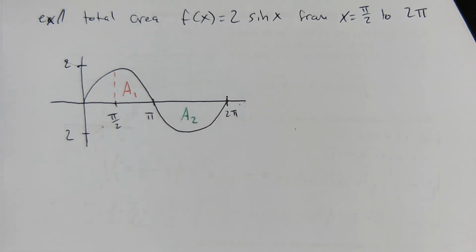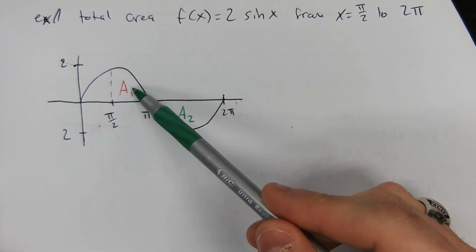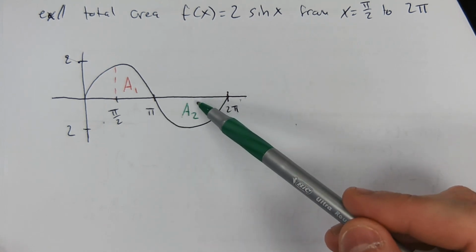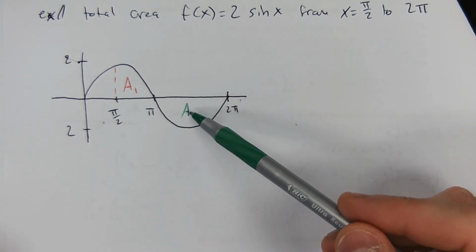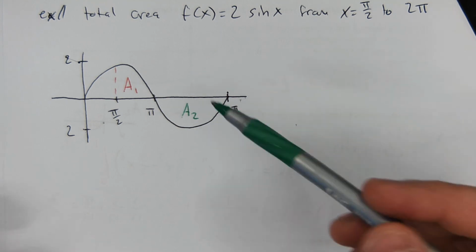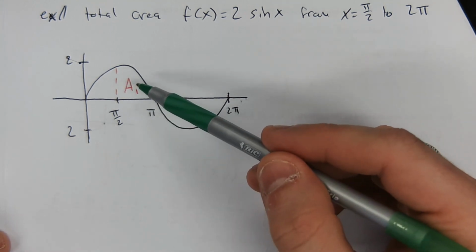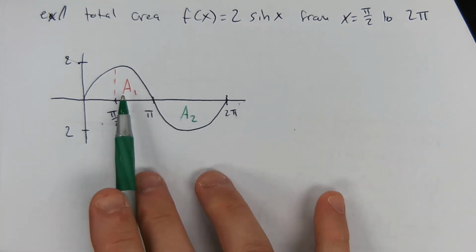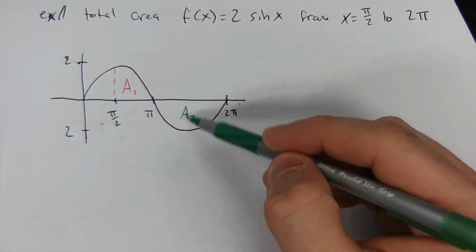So what we can do, thinking smarter not harder here, instead of finding this region integrated and evaluated, and then finding this region integrated and evaluated, we could just find, say, area 1 and then triple it, and we'll be done. Triple it, because imagine area 2 is 2 area 1s.